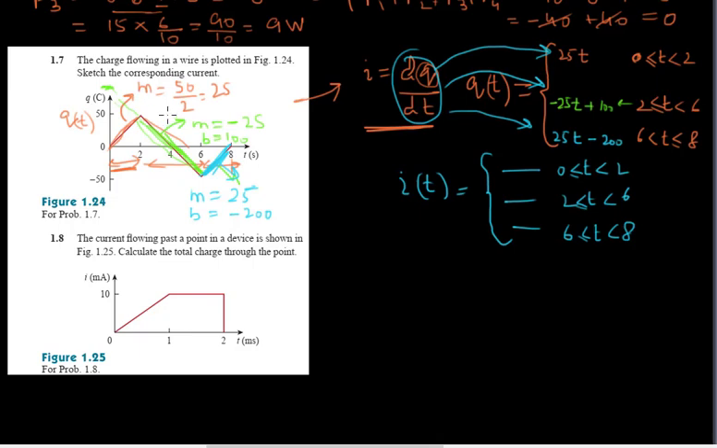This is an example from your textbook. This is problem 1.7. You can verify from your textbook whether you have got the right answer or not. Finally, the question asks you to sketch this. So let me just quickly give you a hint that the current sketch is simply going to look something like this.